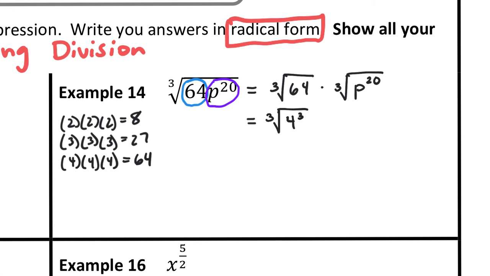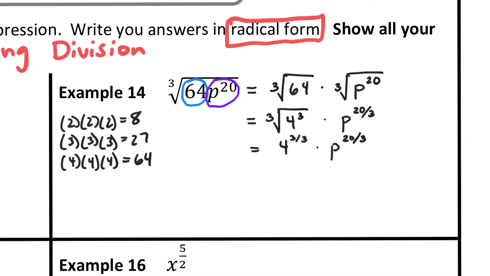And then I can write this in fraction form. So I get p to the power of 20 divided by 3, 20 over 3. And then over here, I can write that in fraction form. It's 4 to the power of 3 over 3. Just copy the 20 over 3.